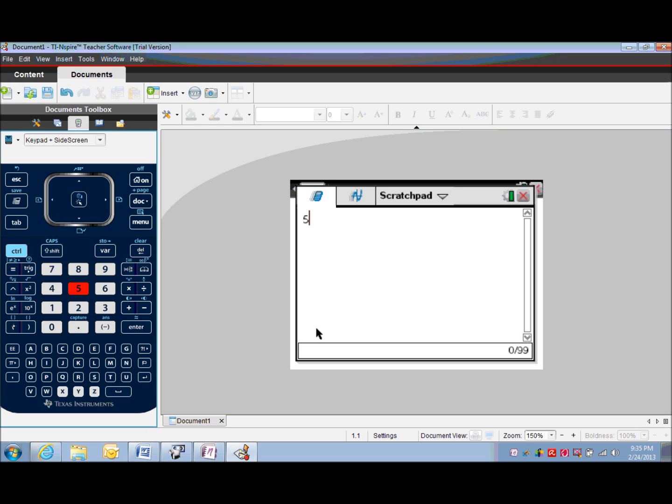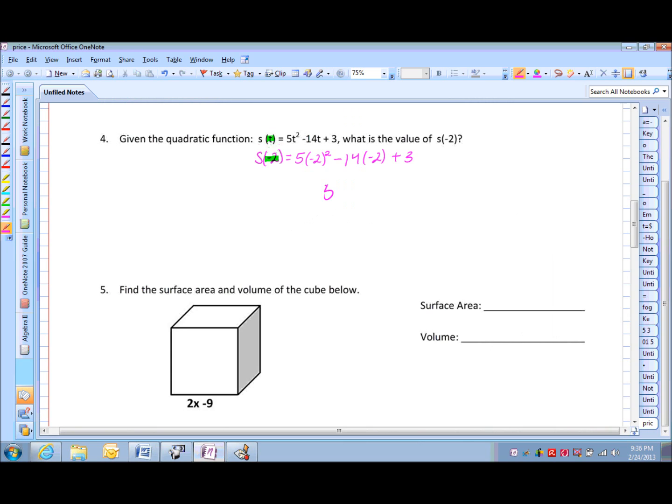You're going to type in 5 and then parentheses negative 2 squared minus 14 times negative 2 plus 3. And you enter that and you end up getting 51 as your answer. So the answer to this is 51.